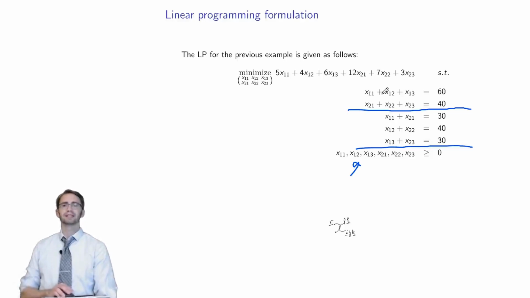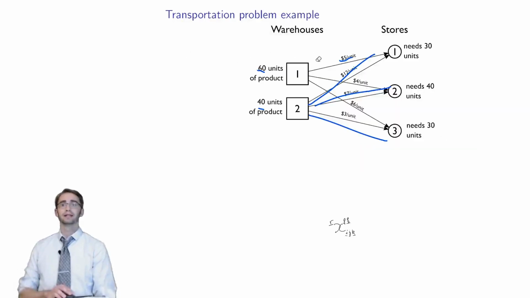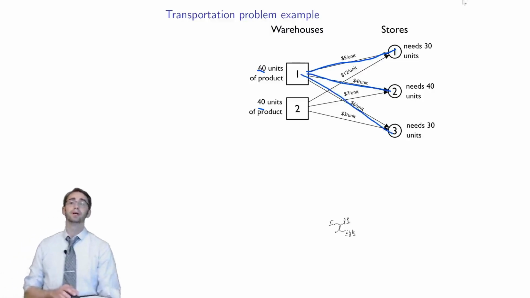So let's look at this one here. Let's look at the top two constraints. So this one says X1,1 plus X1,2 plus X1,3 is 60. I'll draw that out in this diagram here. X1,1 is all this stuff. X1,2 is all this stuff. And X1,3 is all this stuff. And the constraint says that has to sum to 60.